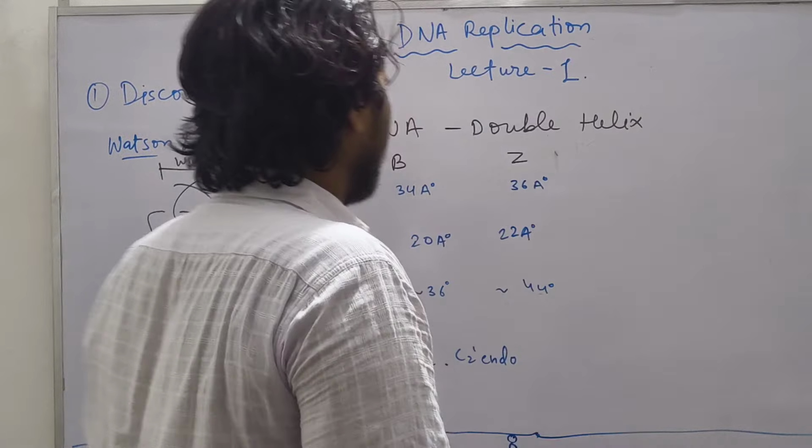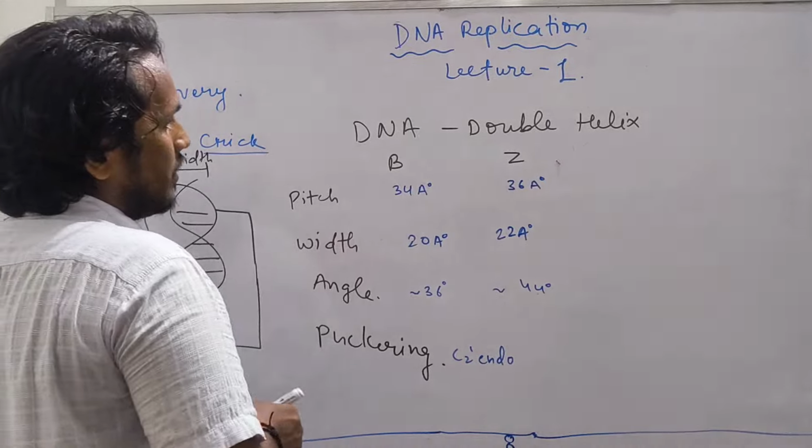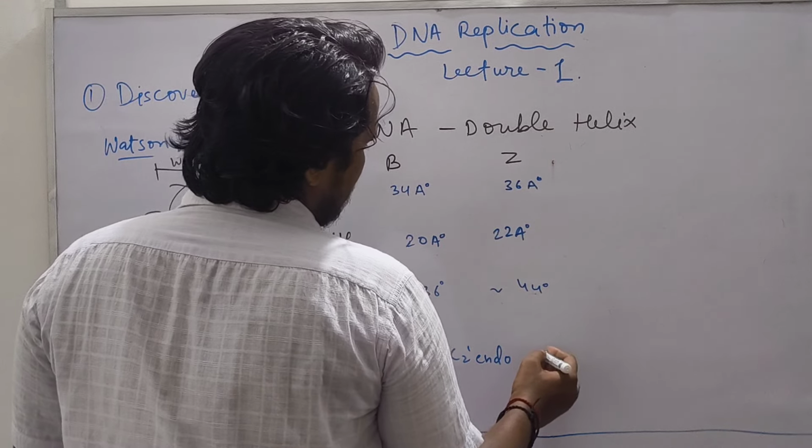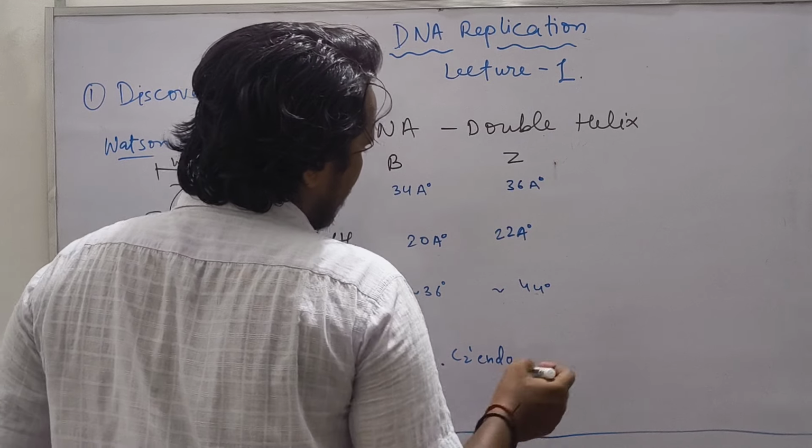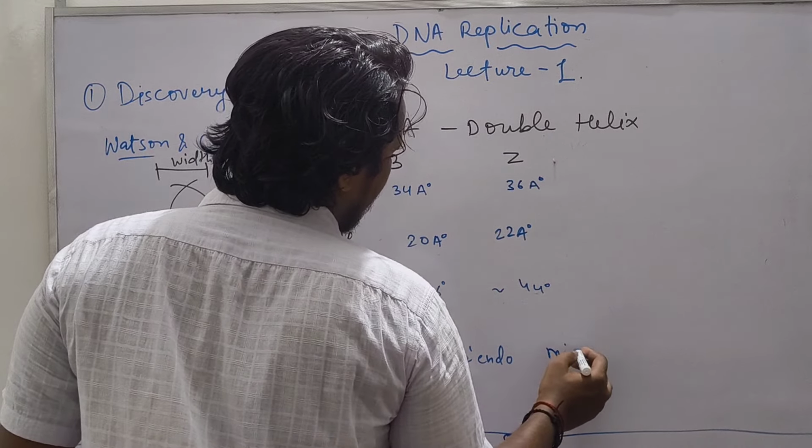Now, what is Z? It is a mixture of puckering. It doesn't have only a single puckering. It is a mixed type.